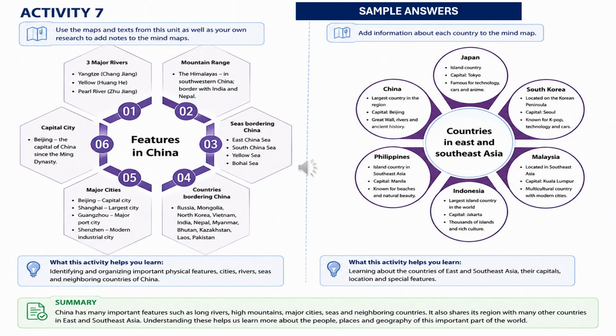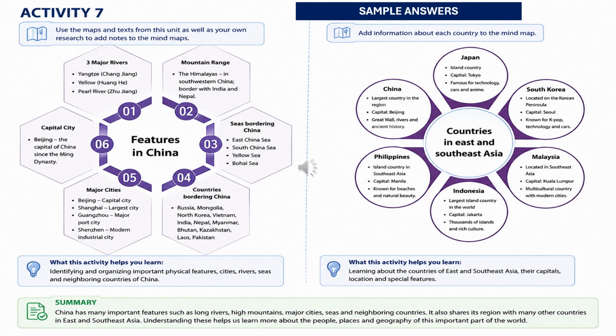Now let's identify the seas bordering China. China is bordered by the East China Sea, the South China Sea, the Yellow Sea, and the Bohai Sea. You can see the map of East Asia and identify all these seas. These seas are important for fishing, trade, transportation, and international shipping.